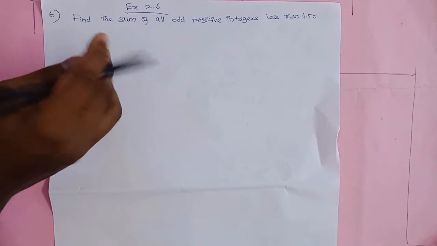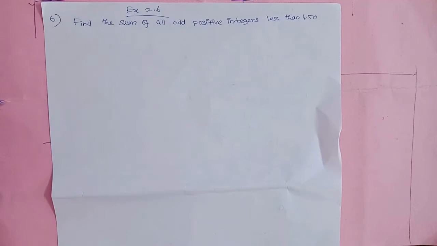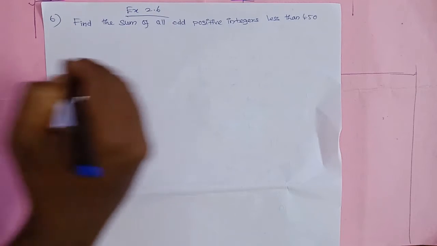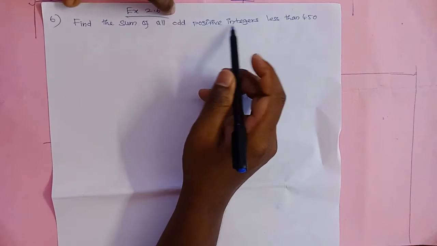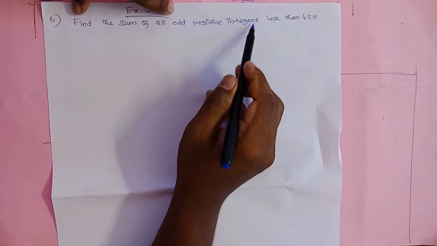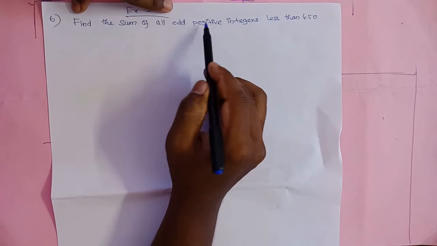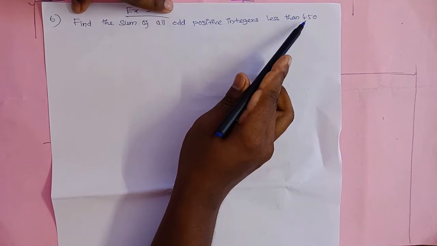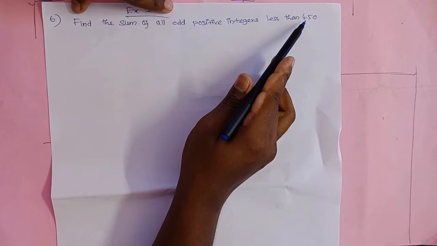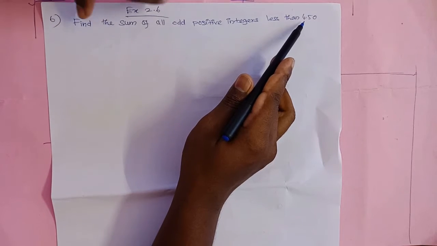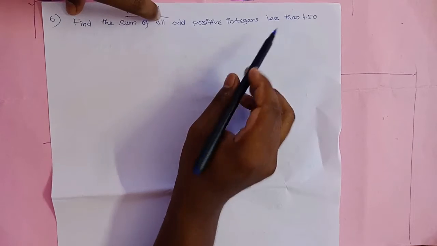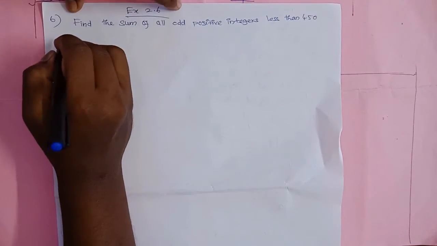Next problem, exercise 2.6, problem number 6. Find the sum of all odd positive integers less than 450. Now another name for positive integers is natural numbers. So odd natural numbers less than 450. In the old book there was one extra thing, but in this new book that word is removed. So it's a very simple question.